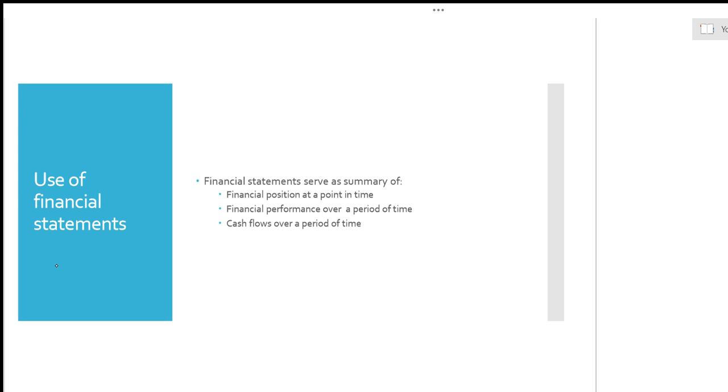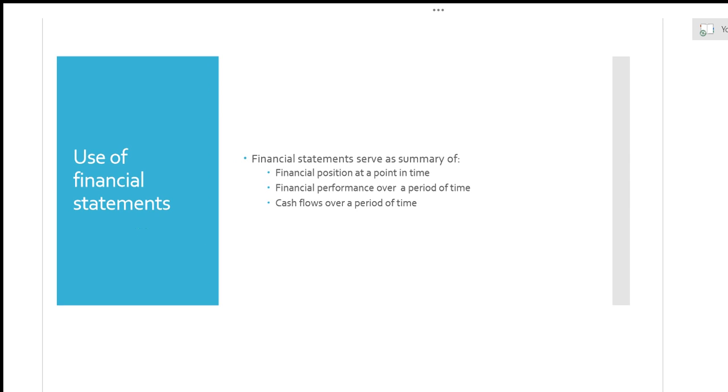Okay, so what do we use financial statements for? Financial statements basically are a summary of the financial position at a point in time. And how we understand the financial position of a business is through the statement of financial position. The statement of financial position shows us whatever the business has, whatever the business owes, but only at a point in time, right?